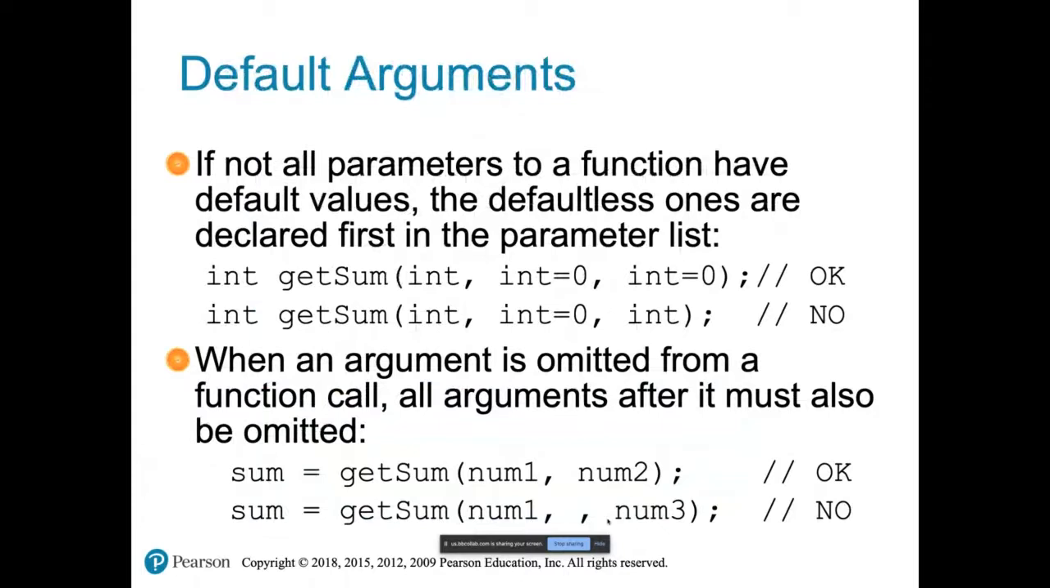If not all parameters to a function have default values, the ones without defaults are declared first. So I know I'm going to have an int here that I'm going to pass in, but these might have the default ones. So I have to define that one first, then the default ones. You can't intermix. And you can't skip arguments either by putting a comma separated in between. You can't have that.